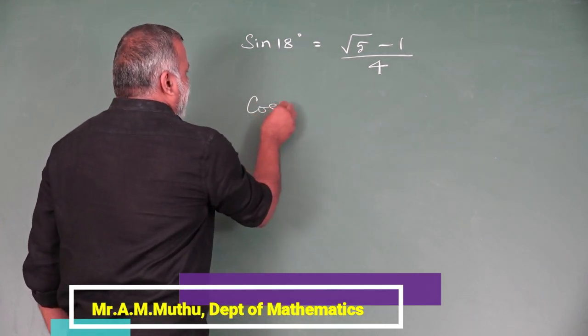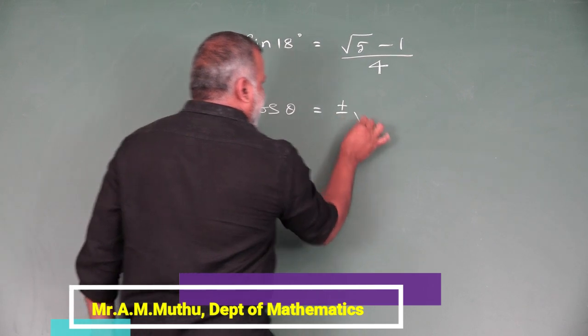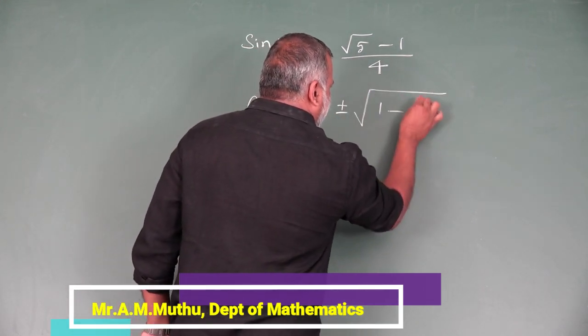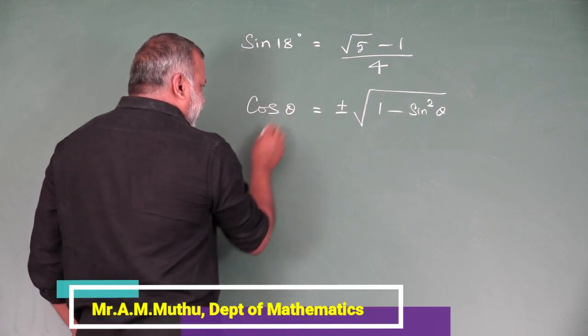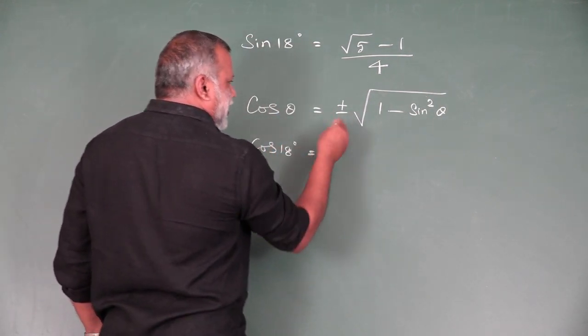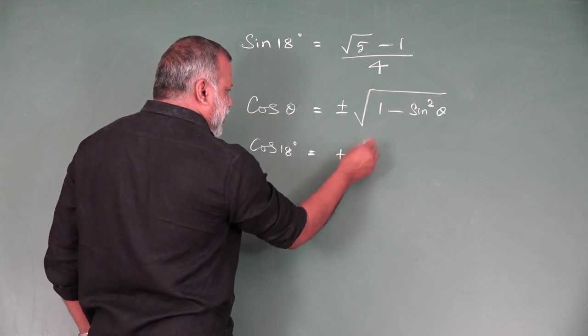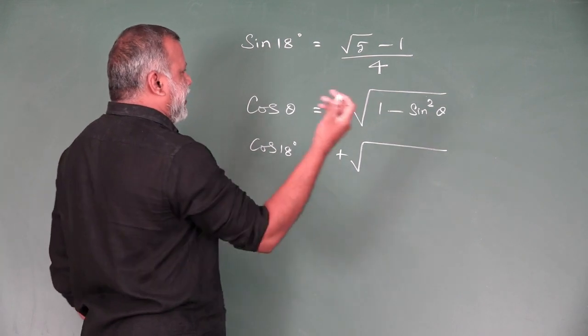Listen. We know the basic formula: cos theta equals plus or minus square root of 1 minus sine squared theta. In this place I am replacing theta with 18 degrees. Plus or minus is general information. Now we can take positive only, the reason being that 18 degrees lies in the first quadrant.